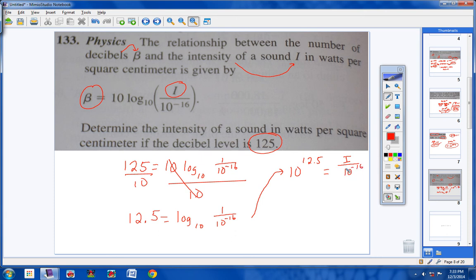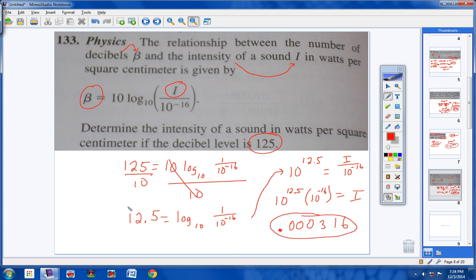Now students, if you want to get I by itself, just simply multiply both sides by 10 to the negative 16. So if I multiply this side by 10 to the negative 16, I would have 10 to the 12.5 times 10 to the negative 16. And if I multiply this side over here by 10 to the negative 16, I'm left with I. So now you know what I equals. I equals this. But you've got to type that in your calculator. So here we go. Let me clear my screen here. 10 to the 12.5. Enter, times 10 to the negative 16 power. Enter, and here's what you get. You get 0.00316 rounded.